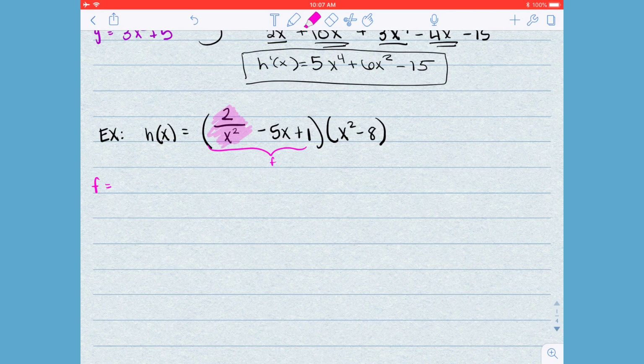In fact, we do not yet have a process to be able to find that. So I'm going to rewrite that using negative exponents. So this is the same thing as 2x to the negative 2 minus 5x plus 1. Notice that I've not changed anything about the problem. And then I can find f prime, which is just going to be negative 4x to the, let's see, I am subtracting 1, right? Negative 2, so negative 3, minus 5.